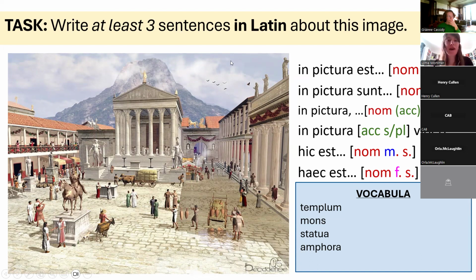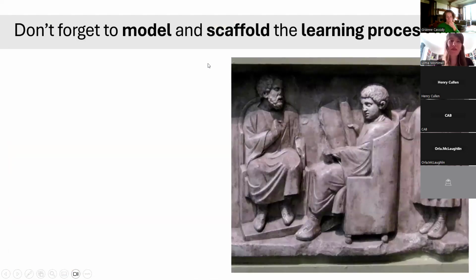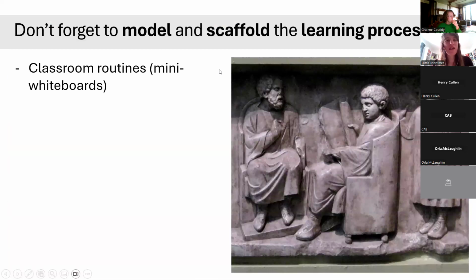The last thing I wanted to talk about was how important I think it is to model and scaffold the learning process itself. We talk a lot about scaffolding and modeling tasks, but actually we need to model and scaffold classroom routines as well, like modeling the use of mini whiteboards. Write your answer on the mini whiteboard. Wait for the countdown. Show me the answer. Put your answer down. Wipe the mini whiteboard.